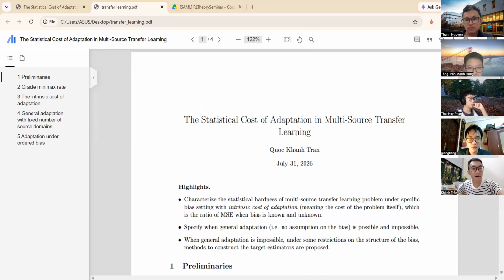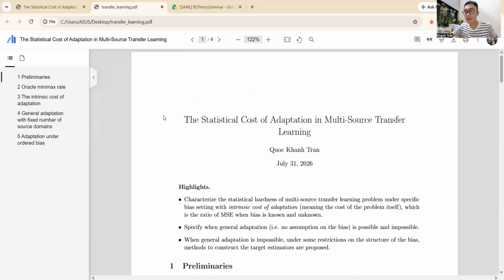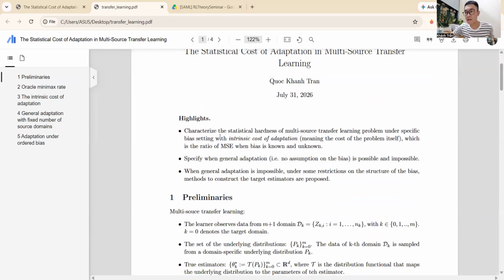Today, I will present the paper about the statistical cost of adaptation in multi-source transfer learning. Some of the highlights of the paper: the first thing is that the paper characterizes the statistical hardness of multi-source transfer learning, and they introduce a definition of the intrinsic cost of adaptation, meaning that the cost is derived from the problem itself, regardless of the algorithm used to estimate the estimator.